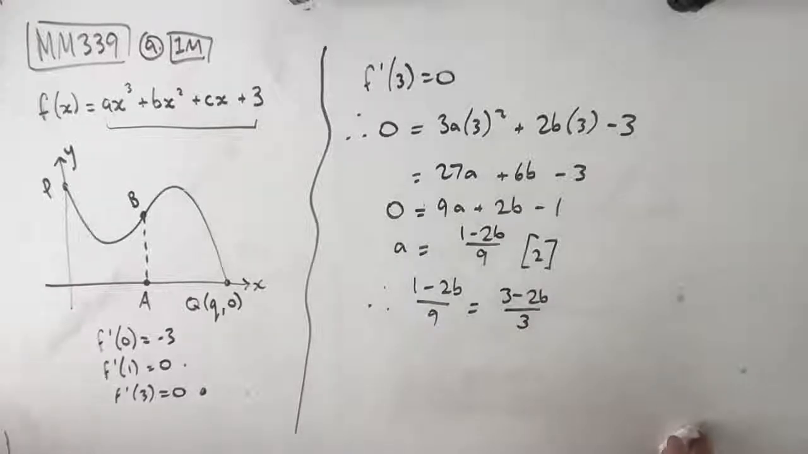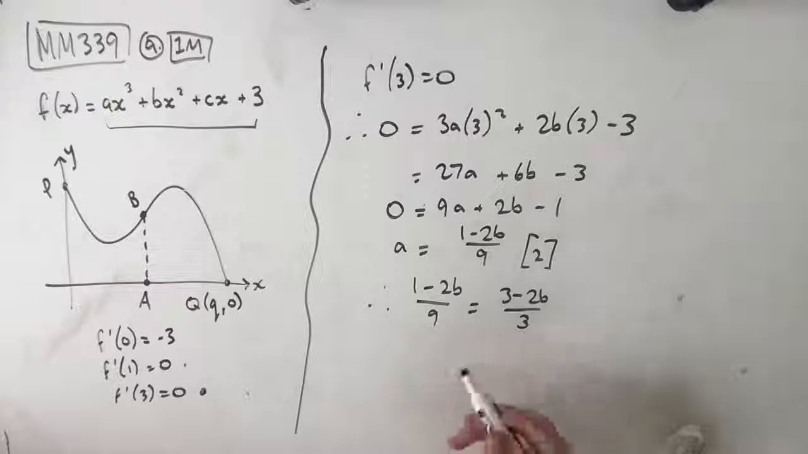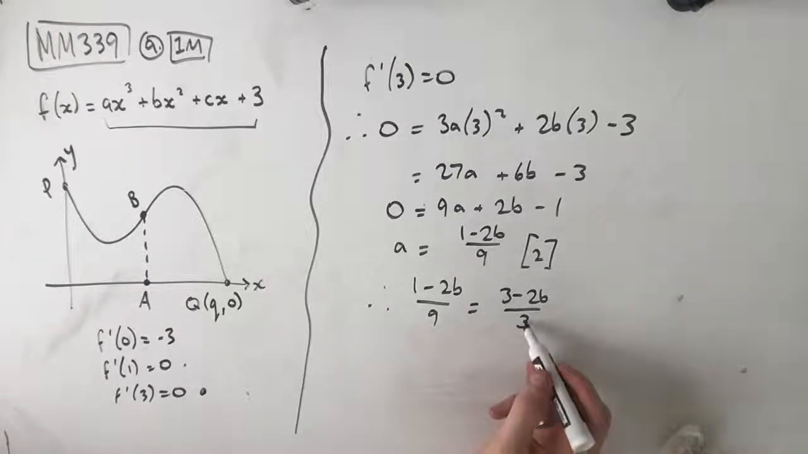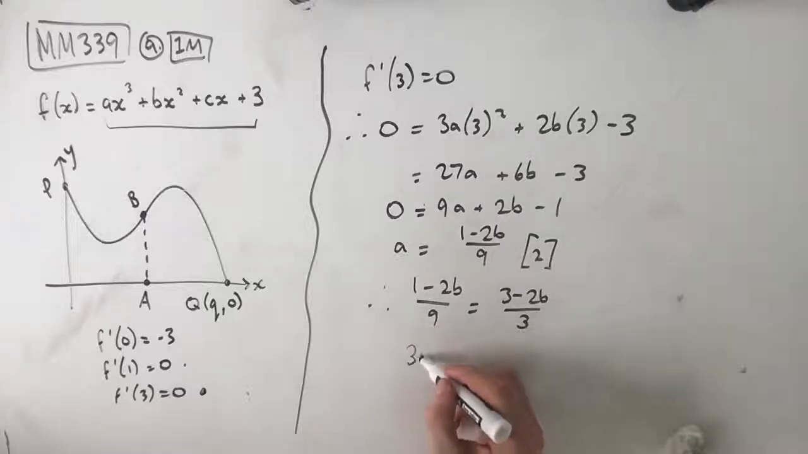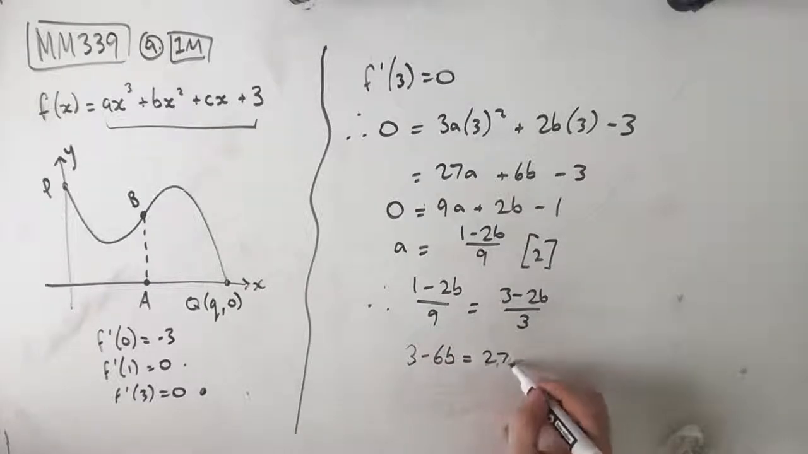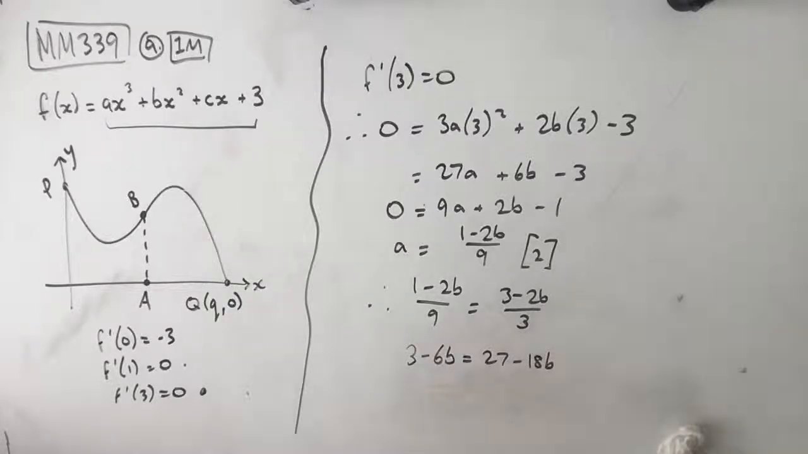Sweet. Now we can actually just find what b is, right? Because b is just a constant in here. We don't have any other letters, so we can do that. So we're going to times this side by 3, so we get 3 take 6b, and then we're going to times this side by 9, so we get 27 take 18b. Now we can just rearrange this. We get 12b equals 24, so then b equals 2 as required.